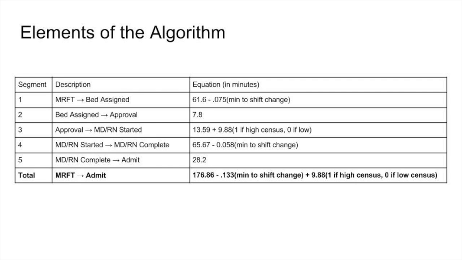We regressed various factors against each of these 5 steps and found that the census of the hospital and minutes until the nurse's next shift change were statistically significant. Each step has its own regression, which then sums up to predict an overall wait time for a given patient.